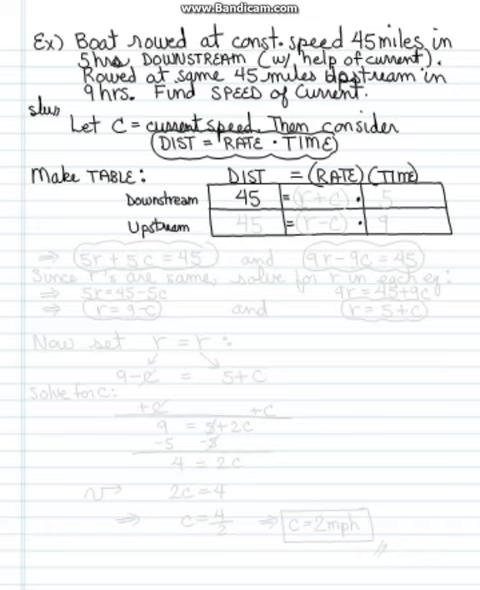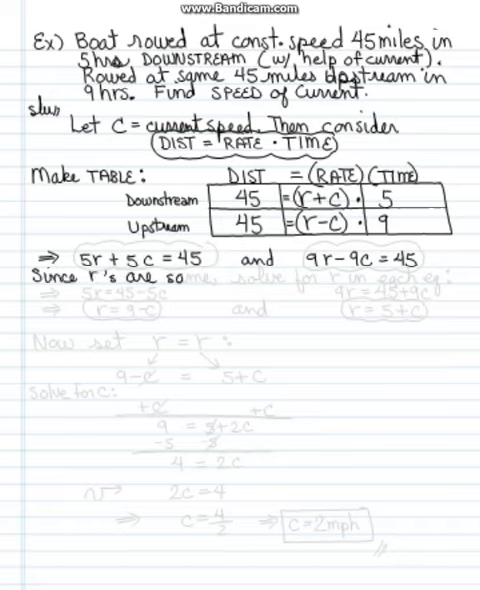The 45-mile distance going downstream equals the rate, which is our rate plus the current rate of speed, times the 5 hours, and then 45 miles upstream equals the rate minus the current times 9. Now that implies that if I distribute the 5, I get 5R plus 5C equals 45. Distribute multiplication by 9, I get 9R minus 9C equals 45.